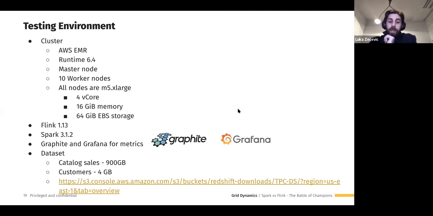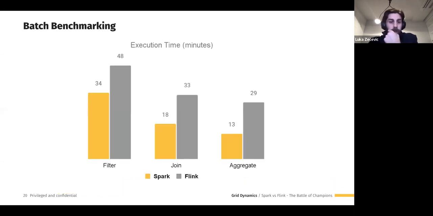What we used is catalog sales. It's a dataset of about 900 gigabytes, and customers with 4 gigabytes. And we can move on to benchmarking. So here you can see our results.